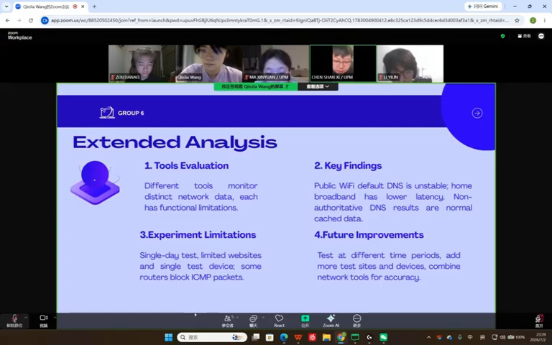external routes. Second, we found that the public Wi-Fi default DNS server was unreliable. It failed to resolve the domain. Google DNS worked fine on the same network. We also found the home broadband had lower latency than public Wi-Fi.